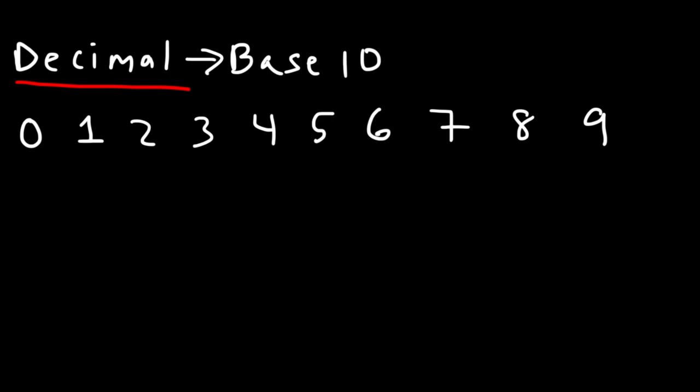Now, this system is used for everyday counting. For example, 12 or 36 or 468. We use the decimal system to represent numbers, and it works pretty well.